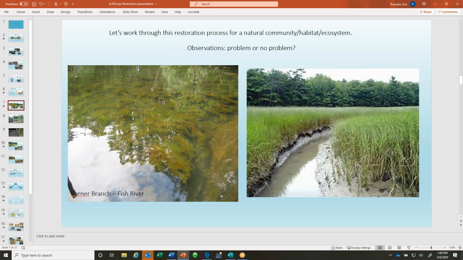So, we start with a car. You recognize there's a problem by looking at it. It makes sense to also apply observation to the environment to recognize if there's a problem, correct? I don't know how clear this is going to show up on your screen, but this little picture on the left is from a branch off the Fish River. And this is a little chunk of marsh. If you were to look at these two pictures, do you see a problem in either of them? Let's start with this one on the left that I'm pointing to. Does that look like there's any kind of problem there?